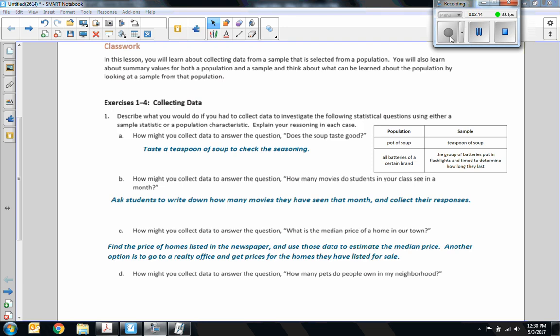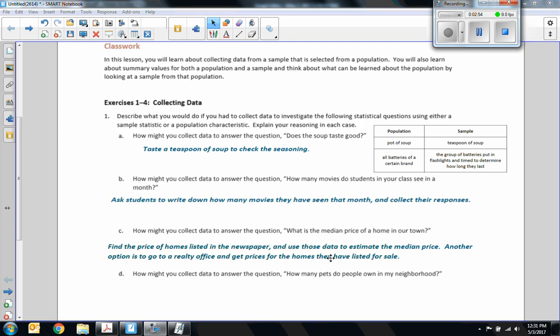Okay, how about find the price of homes listed in the newspaper and use those data to estimate the median price. Another option is to go to a realty office and get prices for the homes they have listed for sale. The difference between those two, though, is what you ask for your home and what you get are two different things. So you can go to the town hall and get the tax records of your town. That is public knowledge. You could get the tax records of your town and see how much every house sold for. That would be more accurate.